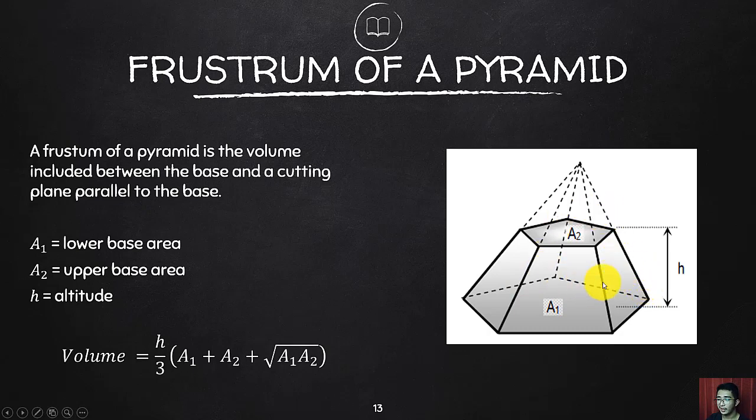Okay. So for the volume of the frustum, this is the formula. A1 is the lower base area, A2 is the upper base area, and h is your altitude. Please, this is a very important formula. Follow this one, or recall this presentation when you encounter a frustum of a pyramid. There are other types of frustum that we'll discuss later.